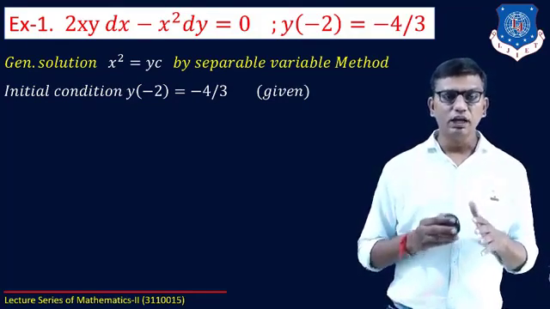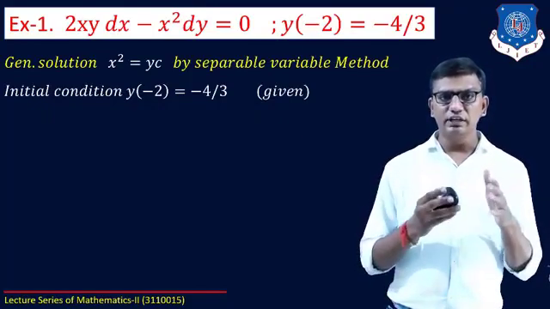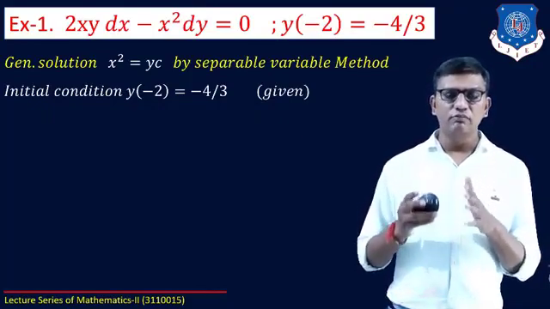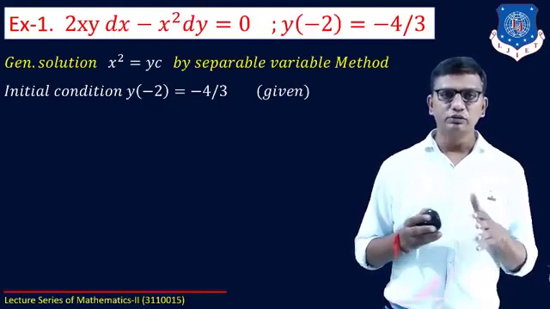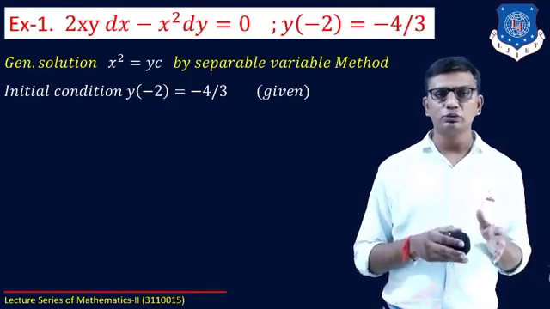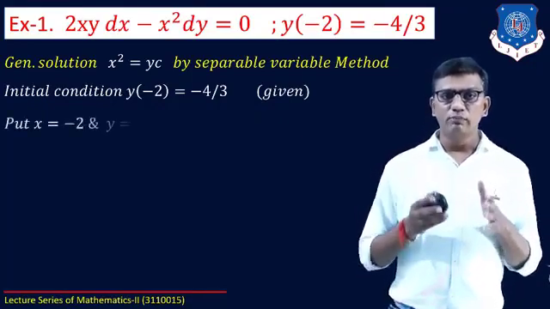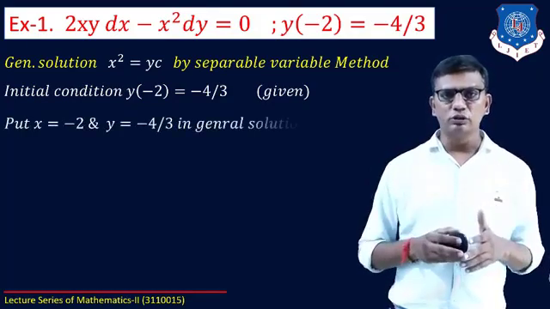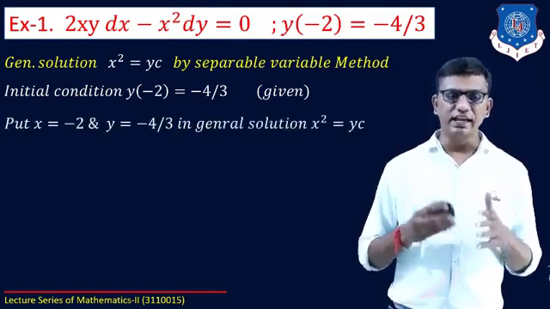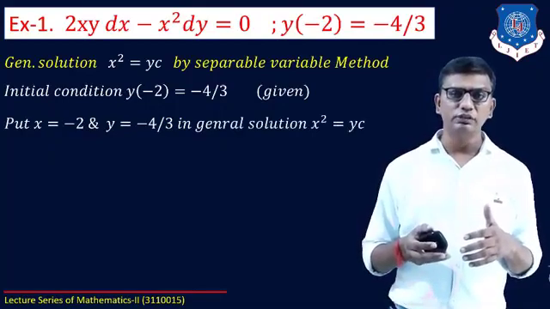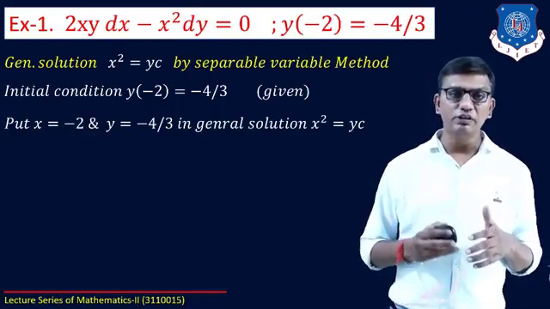Now, how to find it? First of all, here minus 2 is the x value and the y value is minus 4 by 3. So we will put x equal to minus 2 and y equal to minus 4 by 3 in the general solution x square equal to yc, and we find the value of c.